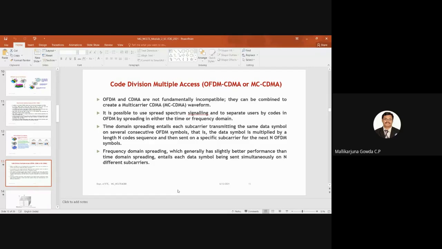Here, what is done in CDMA? Different users will have different pseudo noise codes, right? So depending upon that, they will be separated based on the code, not on frequency or time. Means they will be able to talk at the same frequency, same time, but each user will have a unique code. That is multi-carrier CDMA, what I can say.